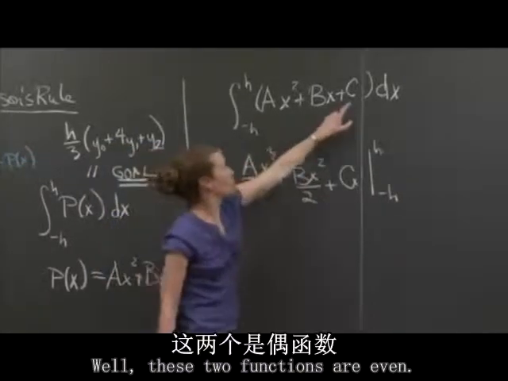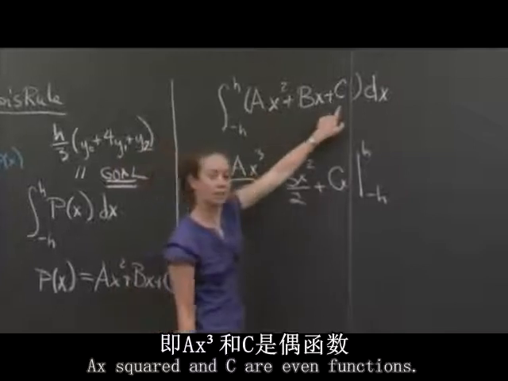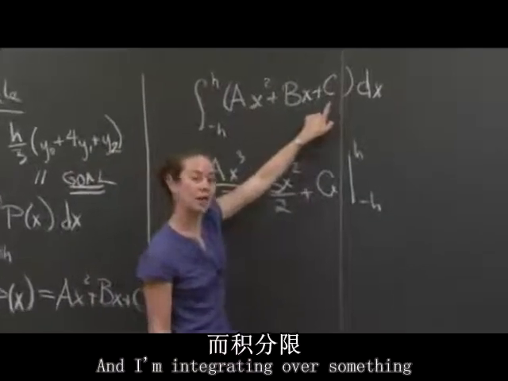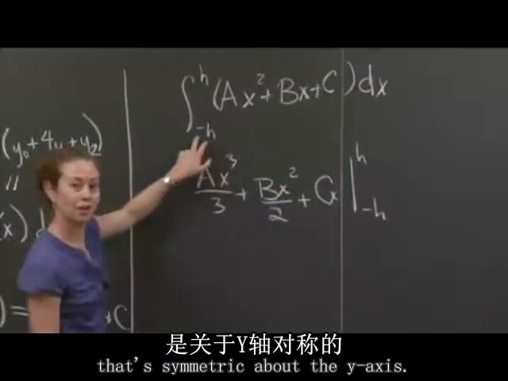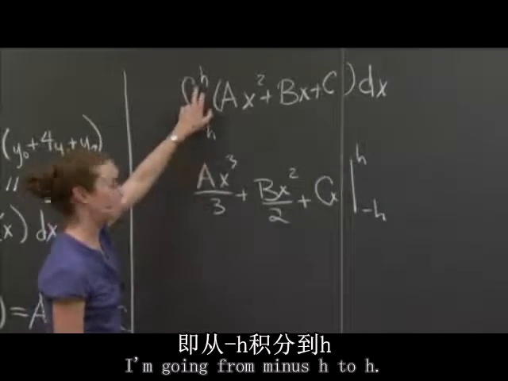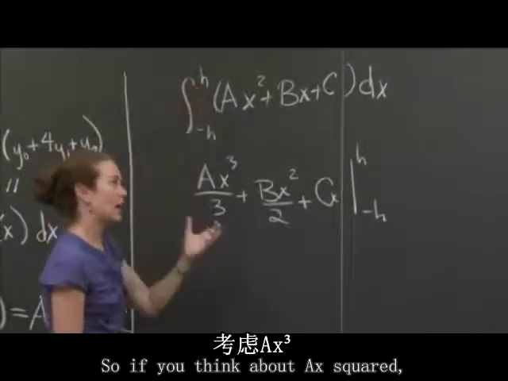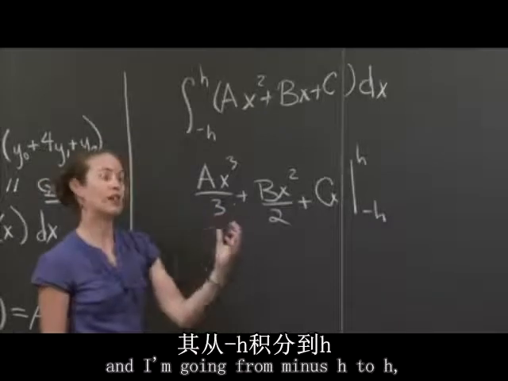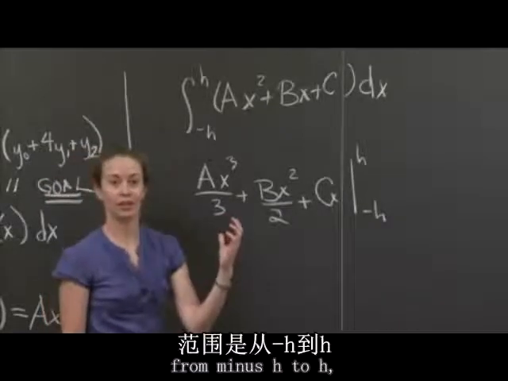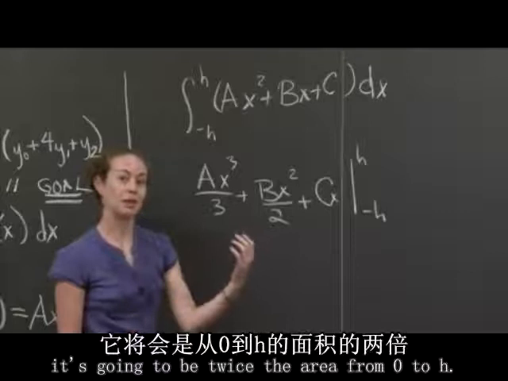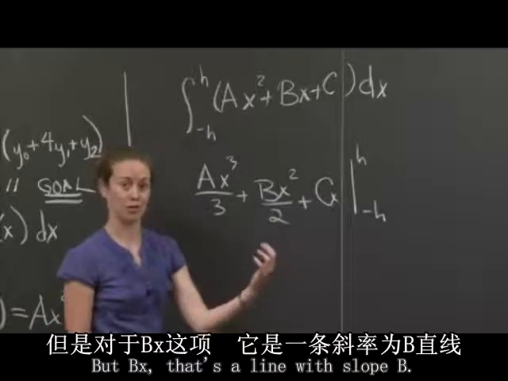Well, these two functions are even. A x squared and c are even functions. And I'm integrating over something that's symmetric about the y-axis. I'm going from minus h to h. So if you think about a x squared, and I'm going from minus h to h, I'm finding the area under a quadratic from minus h to h. It's going to be twice the area from 0 to h.